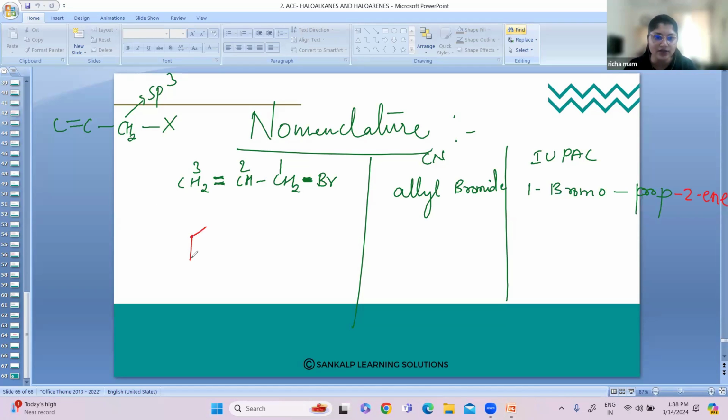Let me go for the next one. This is the next molecule. This is the next structure. Now you can give me the common name and IUPAC name of this.